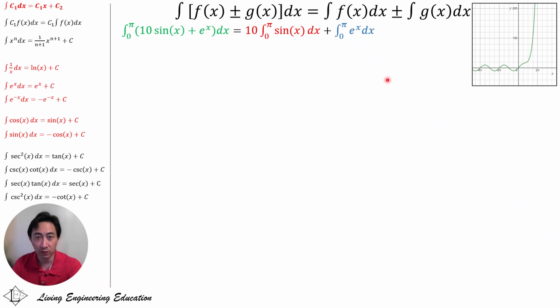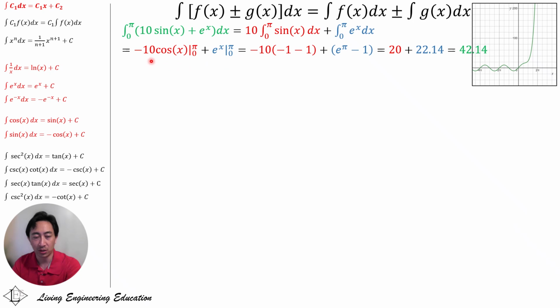If you want to solve this, press pause and solve it. And I'm going to walk through the math of it and then graphically show this as well. So integral of sine of x is negative cosine x. So I'm going to get negative 10 cosine x. And integral of e to the x is just e to the x. So we take the integral, we get negative cosine x, we get e to the x.